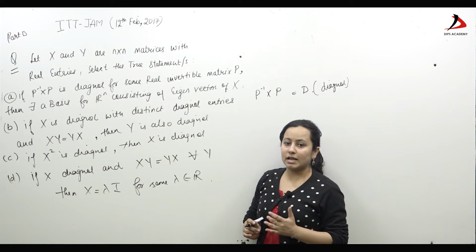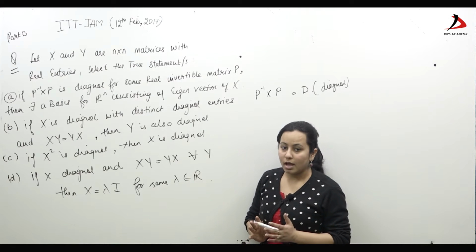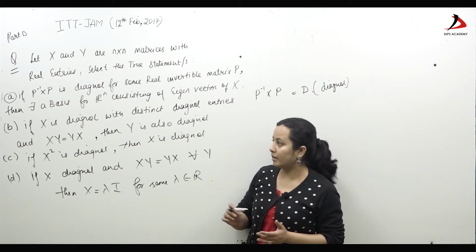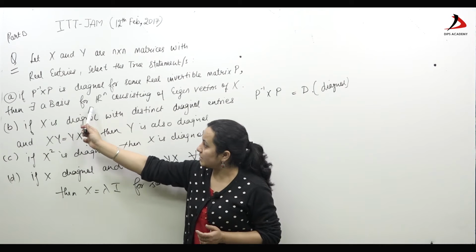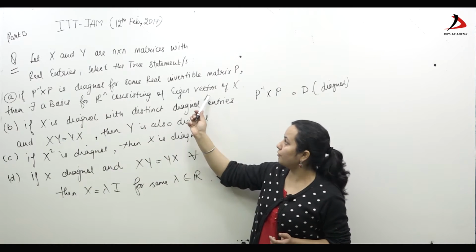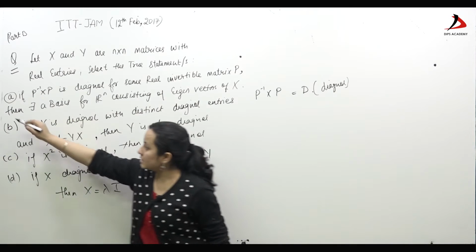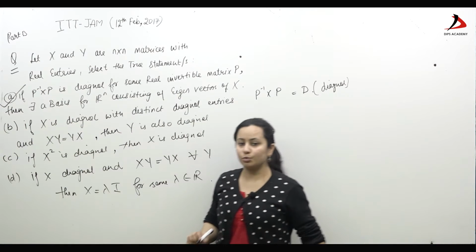It simply means that X is diagonalizable, and by the definition of diagonalizability we can easily state that there will definitely exist a basis for R^n consisting of eigenvectors. So by the definition of diagonalizability, the statement A is true.